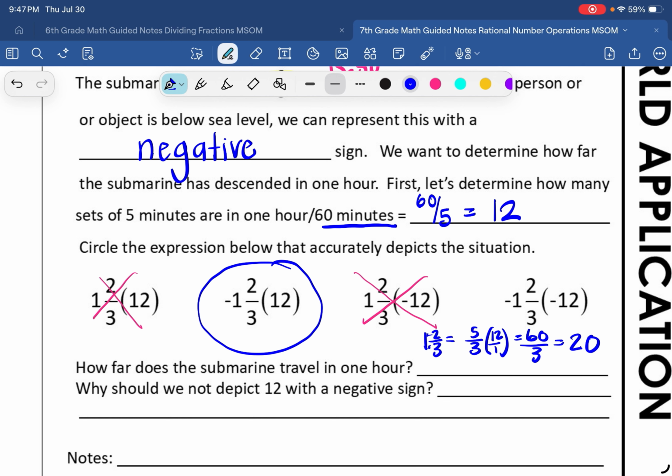So the question says, how far does the submarine travel in 1 hour? Well, it travels 20 miles. Why should we not depict 12 with the negative sign? Well, the 12 is representing time, and time is always moving forward, and therefore it will be positive.